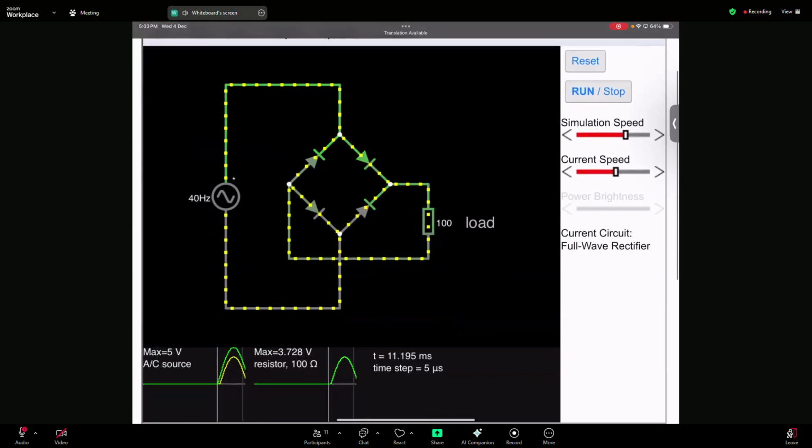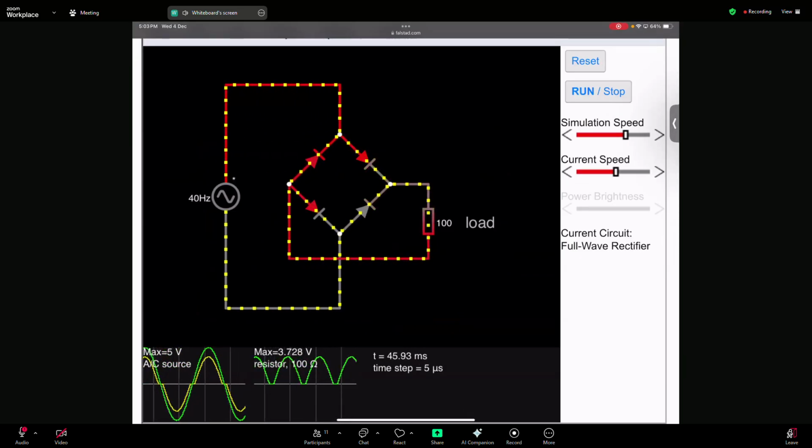Yeah, so look at this. Green হচ্ছে forward cycle, red হচ্ছে backward cycle.